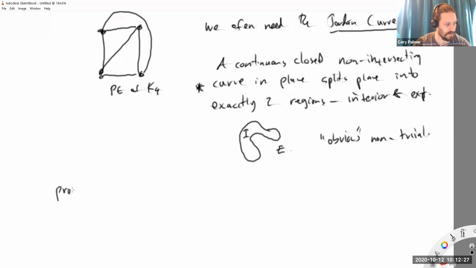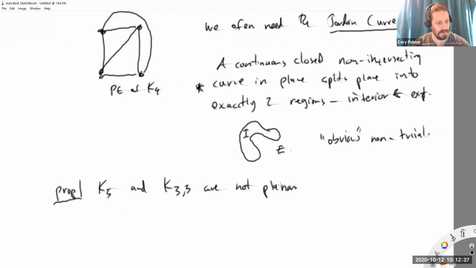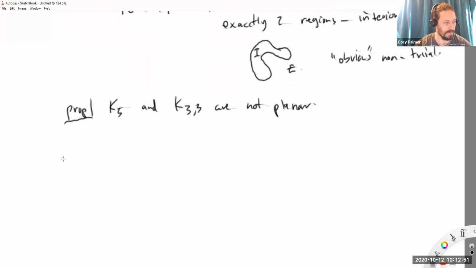Okay, so we'll call this a proposition. K5 and K3,3 are not planar. Later we're going to learn a more general theorem that has something to do with these two graphs and characterizes whether a graph is planar or not. These are not the only two examples, but these are two graphs that are not planar.